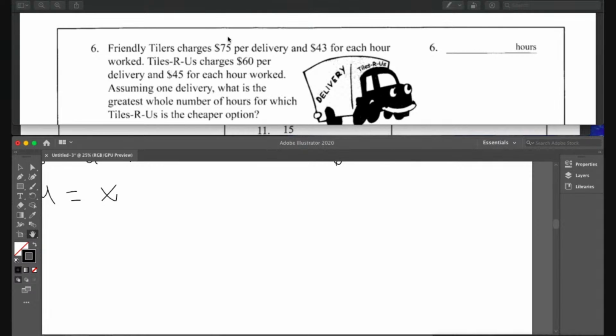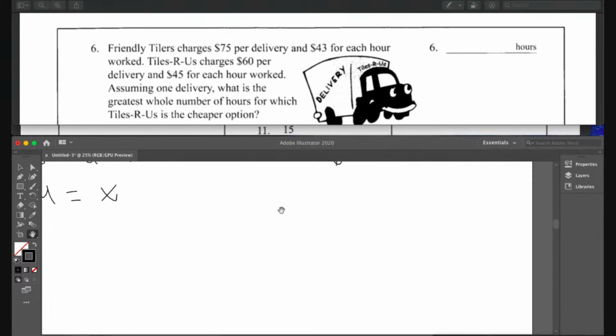Okay, number 6. Friendly Tilers charges $75 per delivery and $43 for each hour worked. Tiles R Us charges $60 per delivery and $45 per hour worked. Assuming one delivery, what is the greatest whole number of hours for which Tiles R Us is the cheaper option?